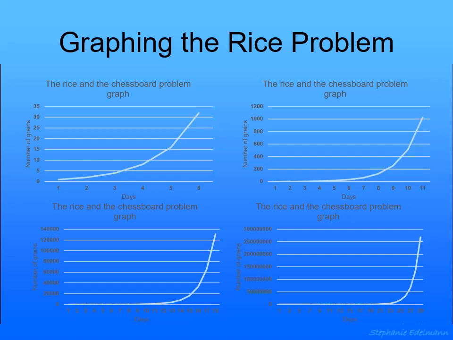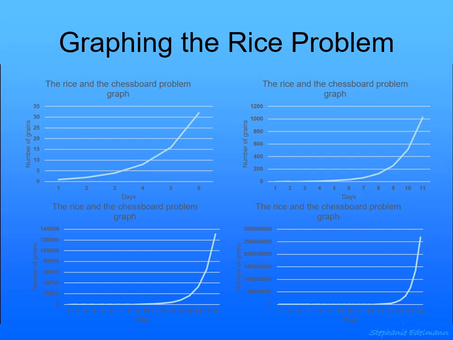So back to the rice and the chessboard problem. When we're going to try to graph this, we're going to have an issue. And this is all the same graph. It's all the same numbers. They're just graphed in a different way. I'm trying to get all the numbers onto a graph. So the first one on the left, you only get to generation 6, to day 6, right? You're getting 2, 4, 8, and you're getting up to 32. But that really doesn't show you the massive amount of growth you get, right?